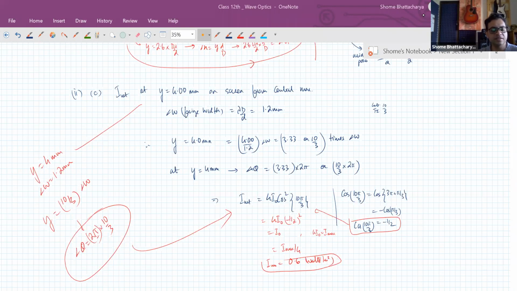Okay. And in any variation of YDSE, we have to have that thing in place. That capital D is very large compared to small d. So we are always dealing with small angles.